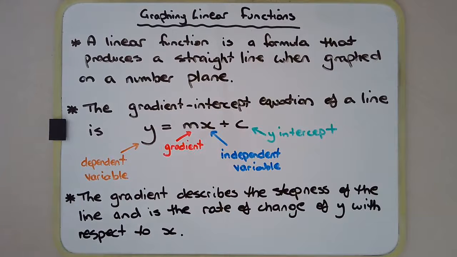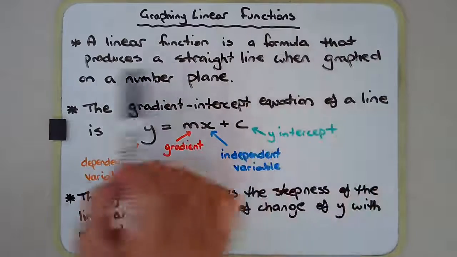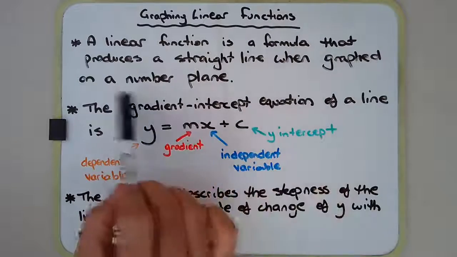In this video, I'm going to talk about the theory of linear functions first, and then I'll create a subsequent video where we'll look at some examples of this. So a linear function is a formula that produces a straight line when graphed on a number plane.